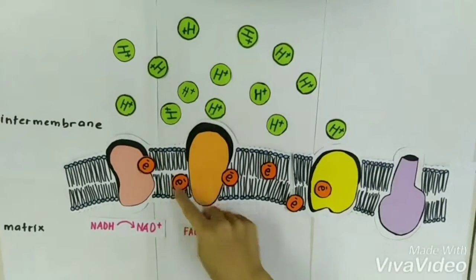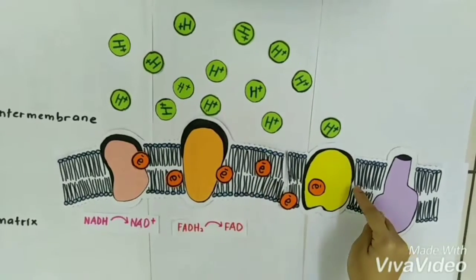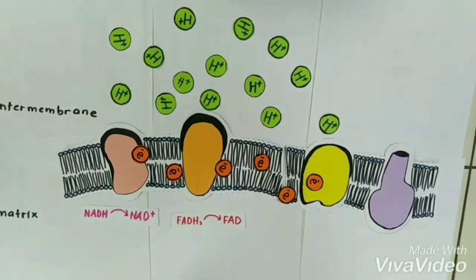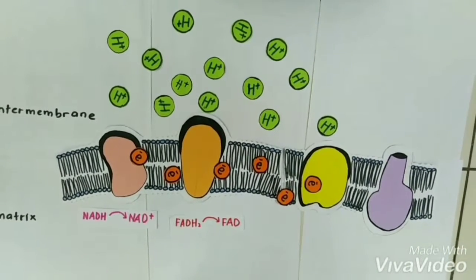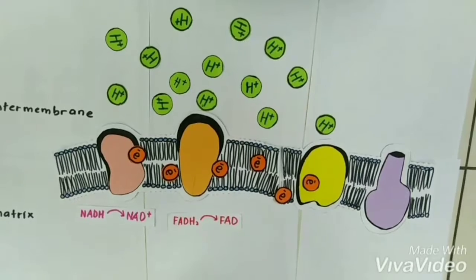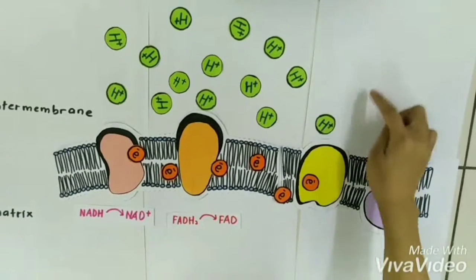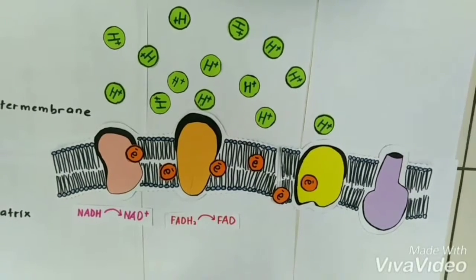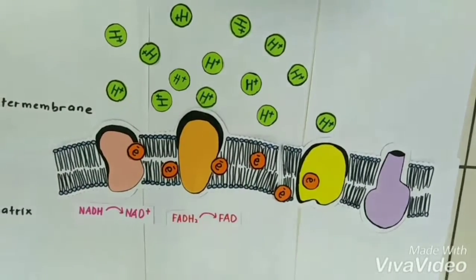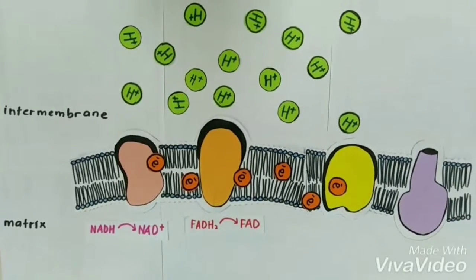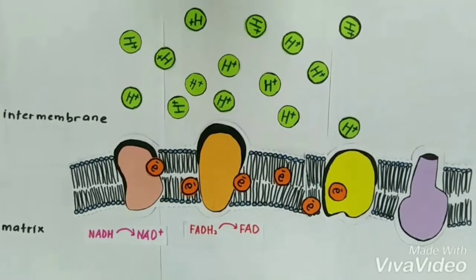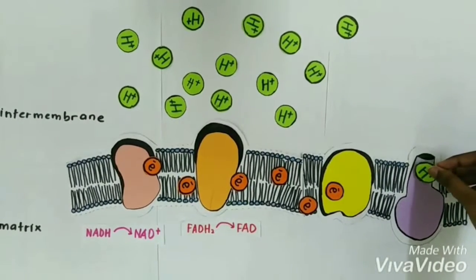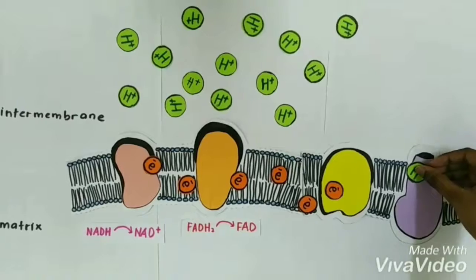So, this is the electron transport chain, where the accumulation of hydrogen ions within the intermembrane space creates an electrochemical gradient, which is a proton motive force. The proton motive force will cause the hydrogen ions to move down their electrochemical gradient and diffuse back into the matrix.